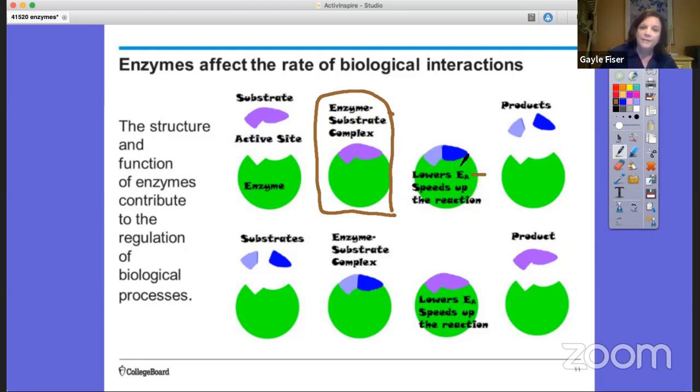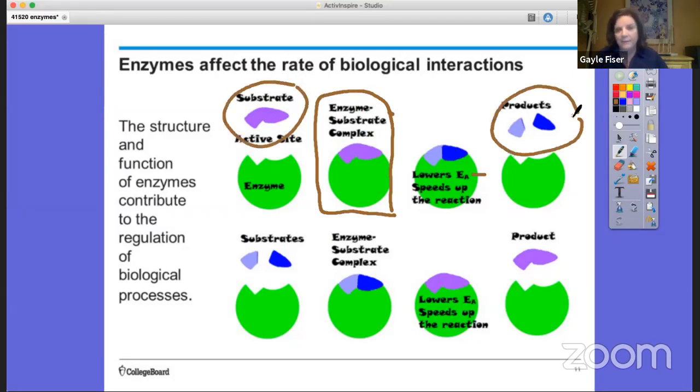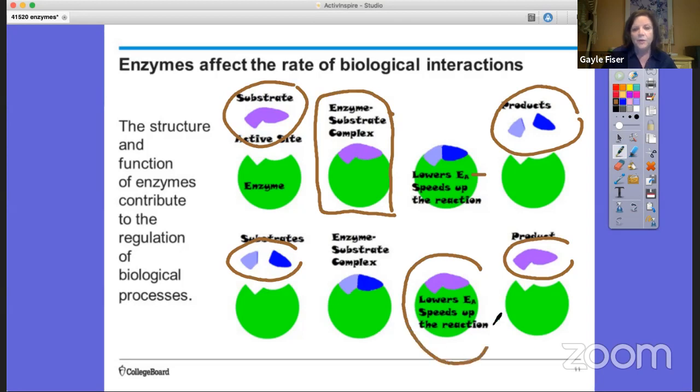So the enzyme lowers the activation energy, speeds up the reaction, and this would be our reactant, and this would be our product, so that particular reaction. Now, here would be the reactants, and this is the product, and we're breaking something apart, and now we're putting something together, okay? So same thing, we're going to lower the activation energy and speed up that reaction.